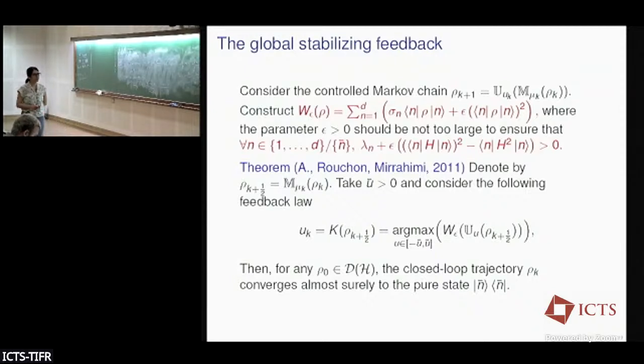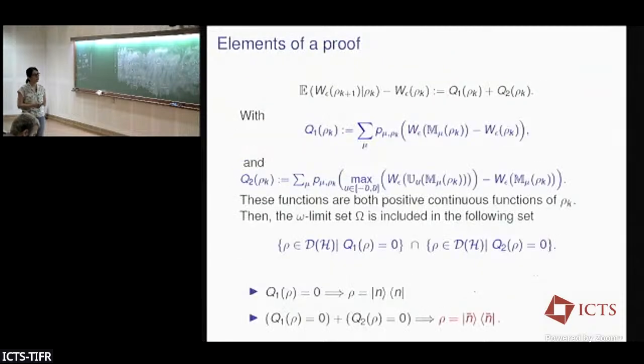Okay, so if I come here, when we want to use the Kushner theorem, you need to write the increments of your Lyapunov. So you have the expectation of W epsilon of rho k plus 1, knowing rho k, minus W epsilon of rho k. I will just detail this a little bit.